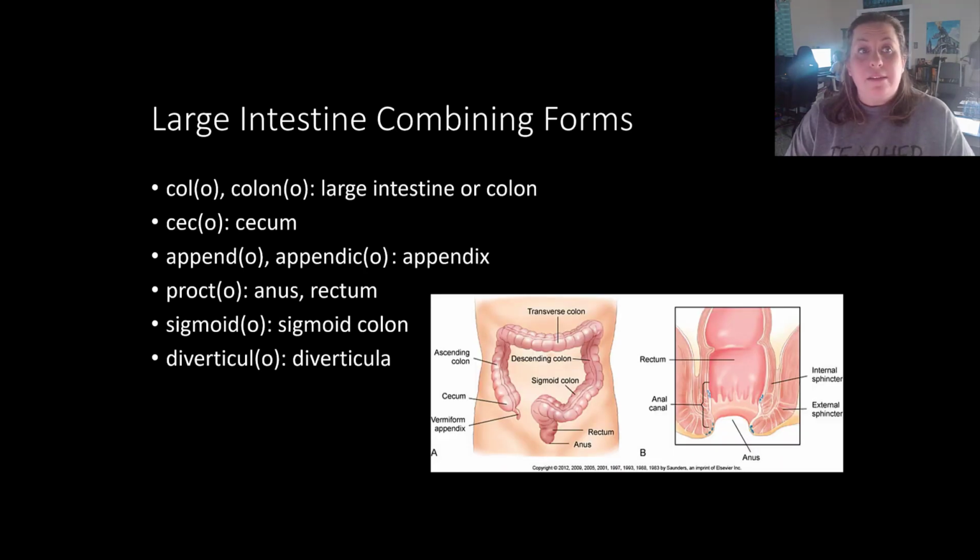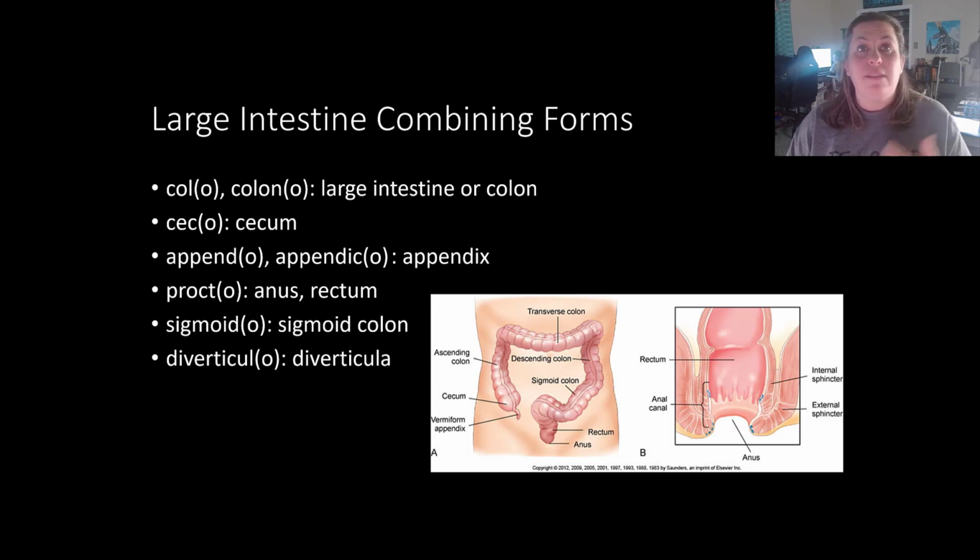All right, so let's talk about some of the large intestine combining forms that we're going to see. We saw colo or colon is the large intestine or the colon. Ceco is going to be the cecum, which is this kind of blind end of the beginning part of the large intestine. We also have the appendo, which is going to be the appendix area. There's a special little structure down there at the bottom of the cecum that is the appendix. Procto is going to be the anus or rectum, and so proctology is the study of that.